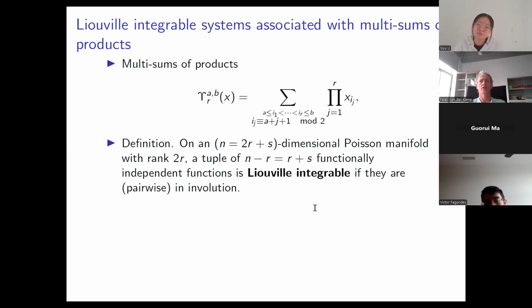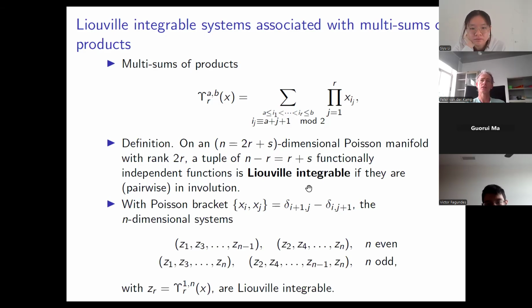Okay, so here's the definition. You've seen this definition before. If you have an n = 2r + s dimensional Poisson manifold, what you want is s Casimirs and r integrals that are in involution. And if you can find that, then your system is Liouville integrable.